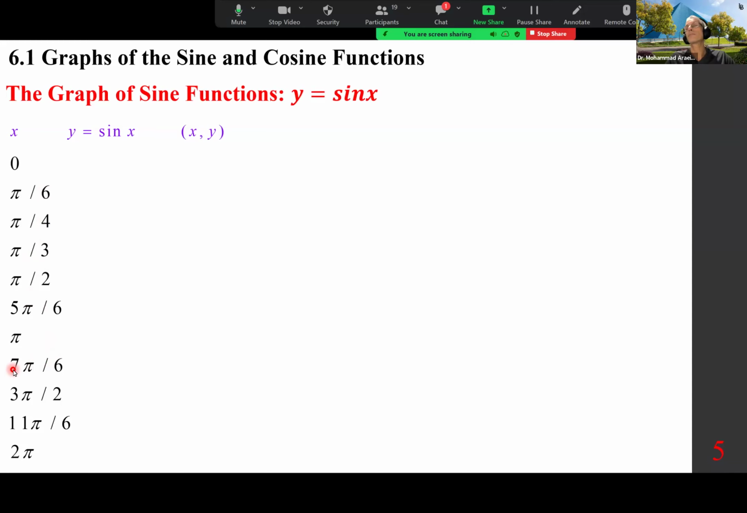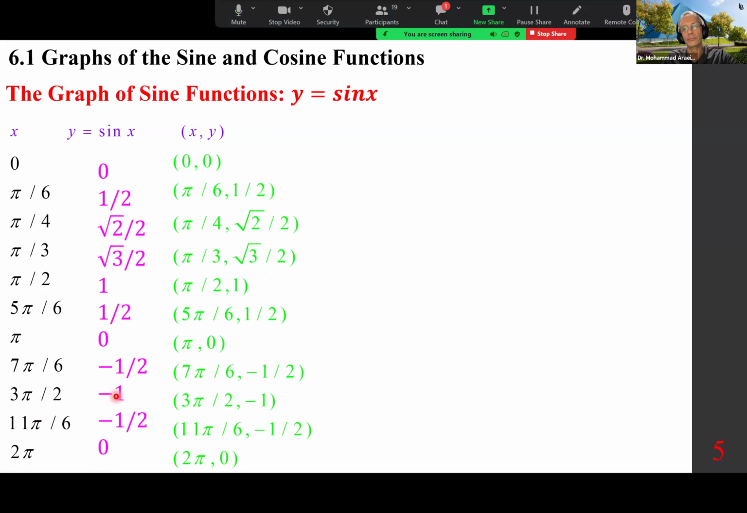But in this quadrant, which is the third quadrant, sine is negative. So negative 1/2. 3 pi over 2 is -1. 11 pi over 6. Again, the same as pi over 6 because pi over 6 is the reference arc. However, 11 pi over 6 puts us in the fourth quadrant, and sine is negative, so -1/2, and 2 pi is 0. So we get the following, everybody. So those are the pairs. 0, 0, pi over 6, 1/2, all the way to the end.